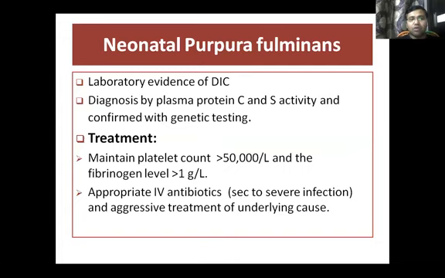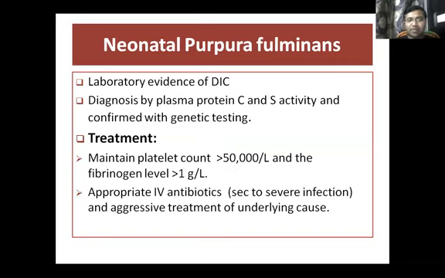Laboratory-wise, there is definitely evidence of DIC: platelets low, PT and aPTT prolonged, D-dimer high, fibrinogen low. We also have to do protein C and protein S activity, but again it is a question mark what level is normal at that age. For confirmation, genetic testing is definitely required.